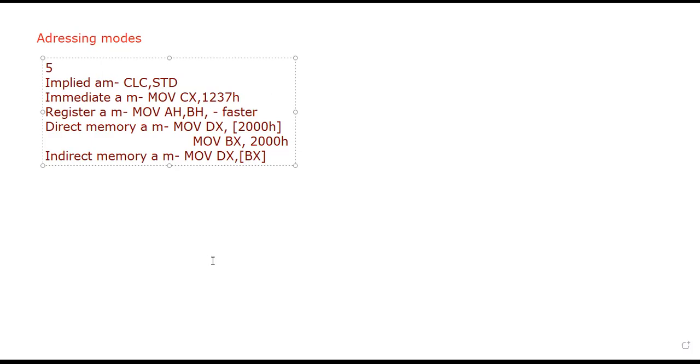Addressing mode is just to provide the operand and its data. Using different ways we can provide data to our required register. So we have 5 different ways to provide data to a particular register. This processor is very rich in terms of addressing modes. Okay, now let us go through the pin diagram.